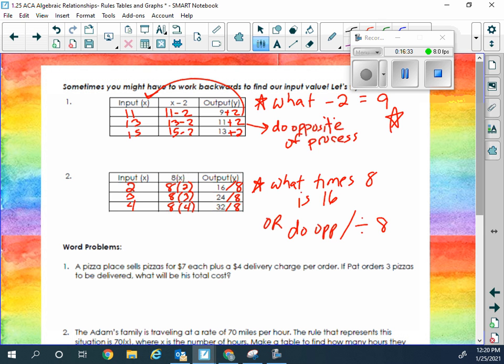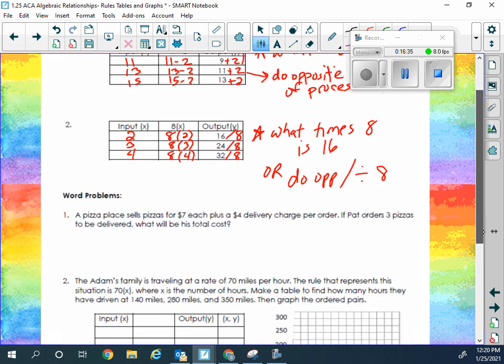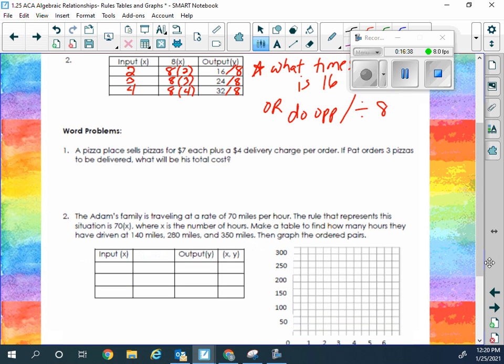Okay? Let's do a couple of word problems. A pizza place sells pizzas for $7 each plus a $4 delivery charge per order. If Pat orders 3 pizzas to be delivered, what will be his total cost? Okay, so let's just take it step by step. A pizza place sells pizza for $7 each. Right there, what does that sound like? Multiplication, that's exactly right, because each pizza is $7.